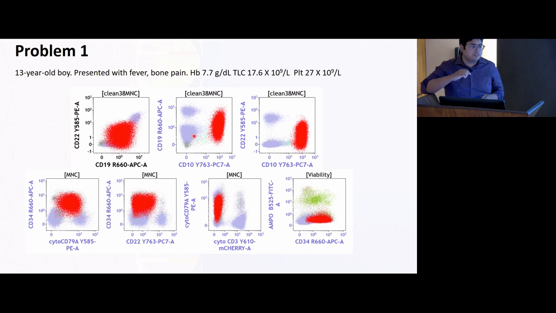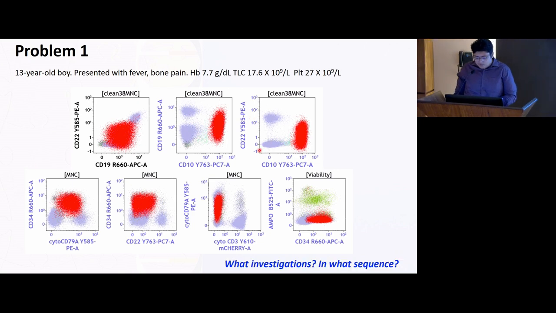Okay, so we'll start with the problem. As you can see, this is a 13-year-old boy, and you can easily make out this is a case of BALL, right? So all the BALL markers are positive. So the question is, what investigation would you typically do in your lab for this child, and in what sequence?